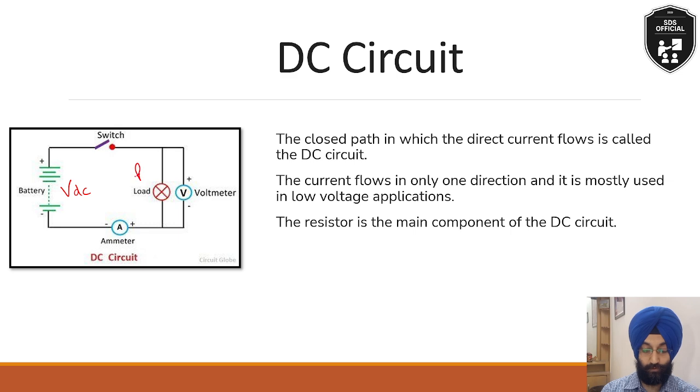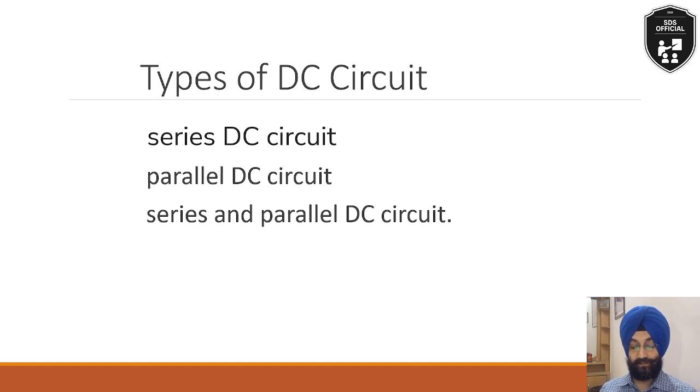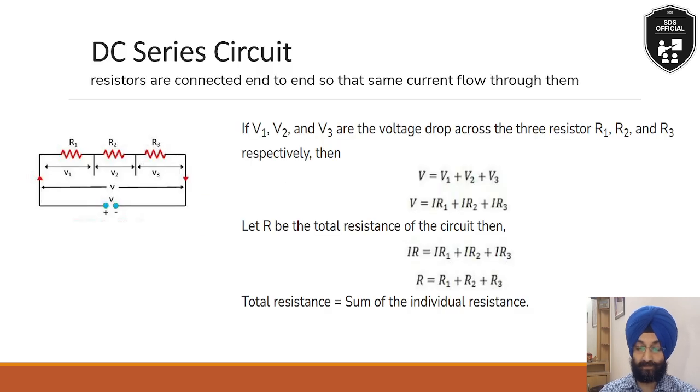There is a load which I represented with RL, and it can be any load resistor. Voltmeter is connected in parallel and ammeter is connected in series. Now, these are the types: series DC circuit, parallel DC circuit, series and parallel DC circuit.